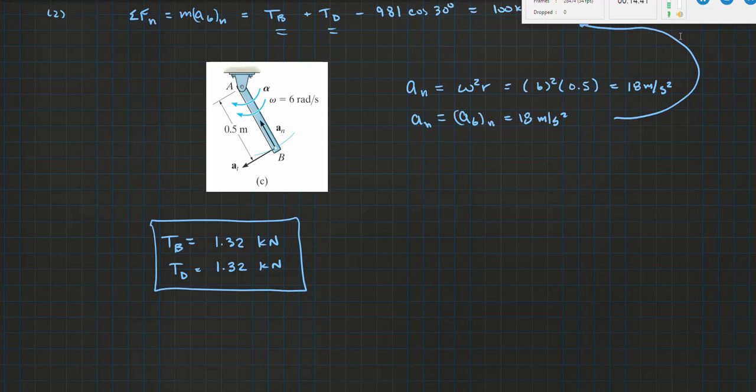We can further sum forces in the tangential direction and solve for acceleration of G in the tangential direction if we want. And I'll just give you the answer there, but you can go ahead and do that by summing forces in the tangential direction.